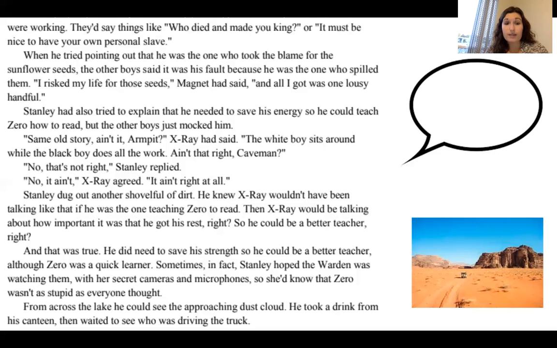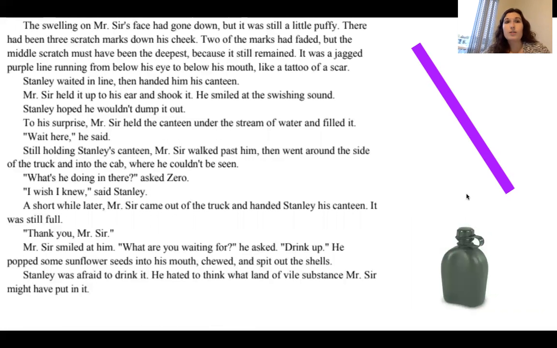From across the lake, he could see the approaching dust cloud. He took a drink from his canteen, then waited to see who was driving the truck. The swelling on Mr. Sir's face had gone down, but it was still a little puffy. There had been 3 scratch marks down his cheek. 2 of the marks had faded, but the middle scratch must have been the deepest because it still remained. There was a jagged purple line running from below his eye to below his mouth, like a tattoo of a scar. Stanley waited in line, then handed him his canteen.